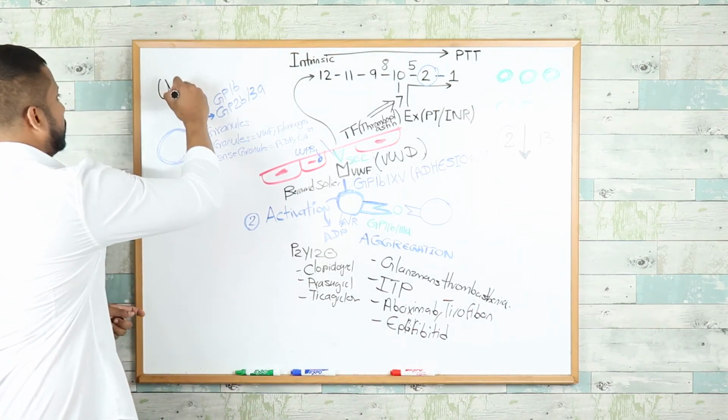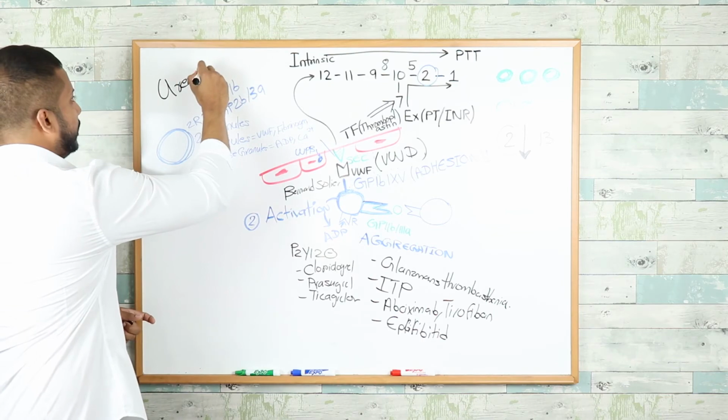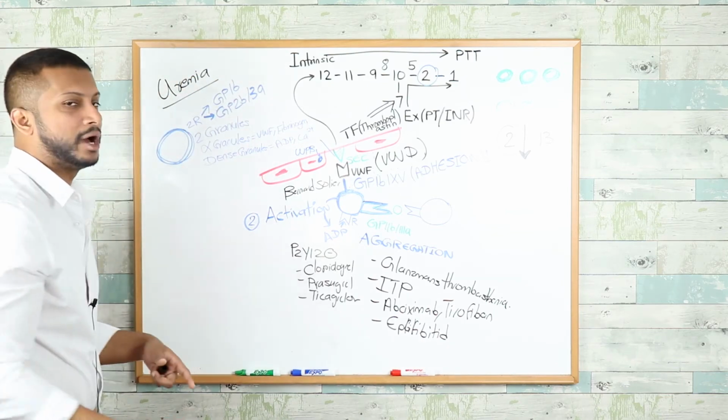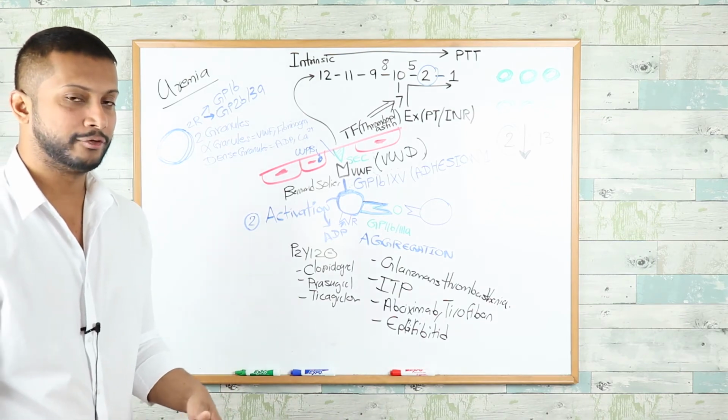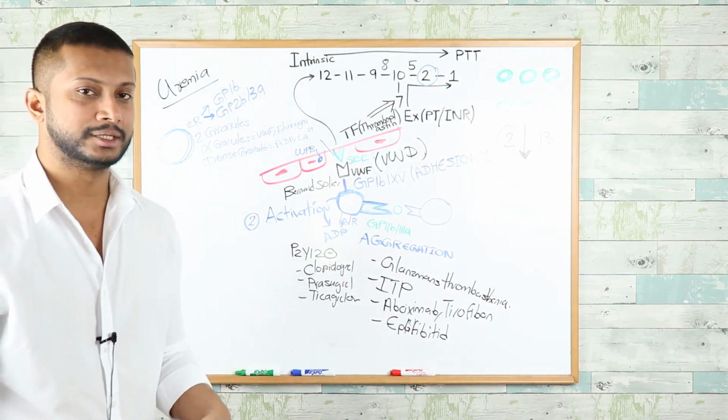So that's the other condition I want you to remember. Uremia basically is going to prevent your alpha and your dense granules from releasing their good stuff within. Therefore, you will not form a platelet plug.